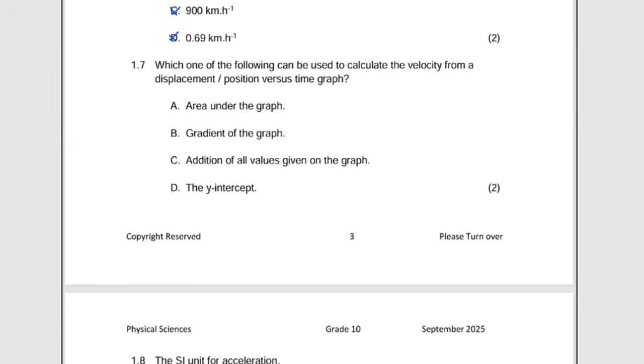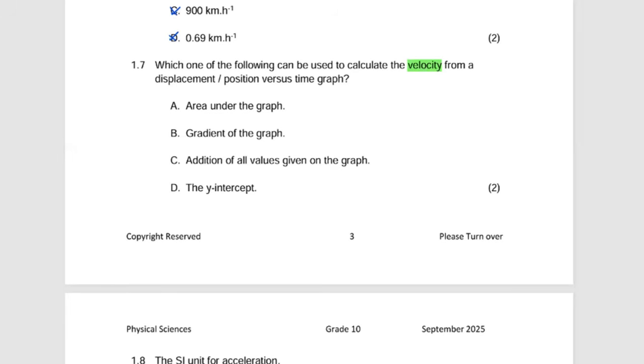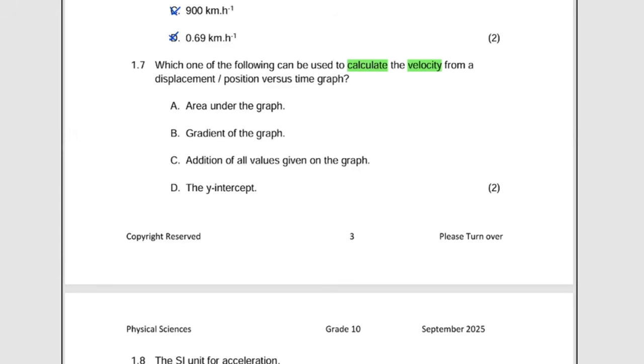calculate velocity? So we're looking for something that can be used to calculate velocity from a displacement, position, or position versus time graph, right? So this is what we're having here. So I'll just write it here. So here I can say this is my time in seconds. Then here I'm going to have my displacement. So displacement or position, right? So here is usually in meters, right?